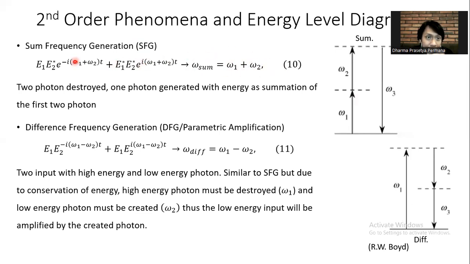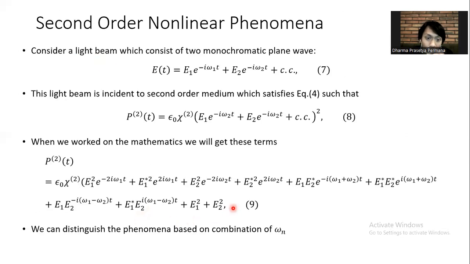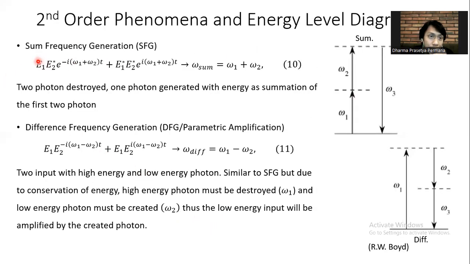And the sum frequency generation can be seen in this long term by these two terms. So I have E1, E2 with the phase related to the combination of omega 1 and omega 2. And this one is also the complex conjugate of them. This will be the real part, not the conjugate. I miswrote it. So that's the sum frequency generation. We generate new light, a higher frequency, using two different frequencies of light. This is one of the second order nonlinear phenomena.